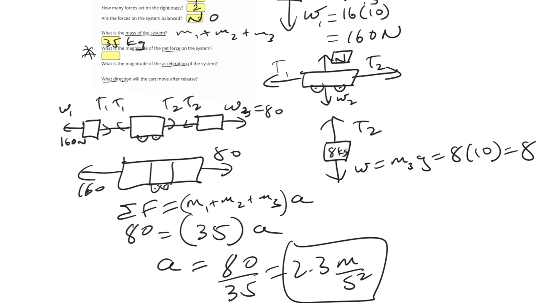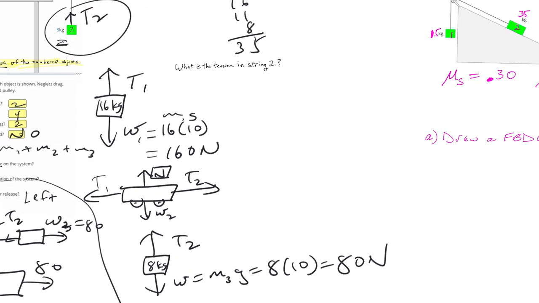Okay, so net force of the system is 80 newtons. And the acceleration of the system is 2.3 meters per second squared. What direction will the cart move? Well, in the direction of the net force. The direction of net force is to the left. Now we could find the tensions in the string, either tension, but they're not asking us to do that, so I'll leave that. Oh, yes, it did. Over here.